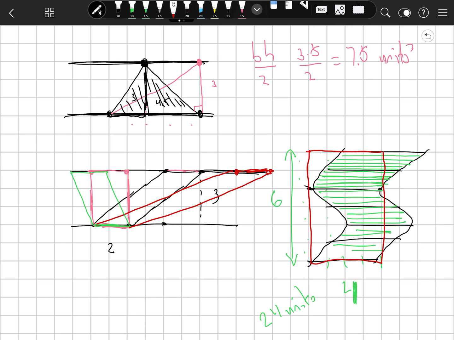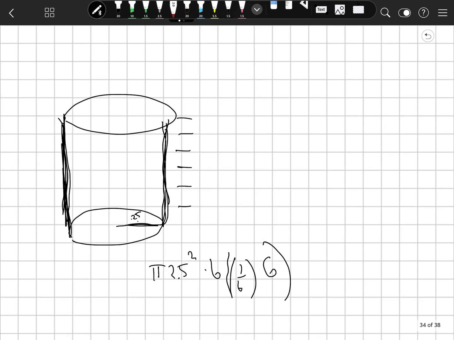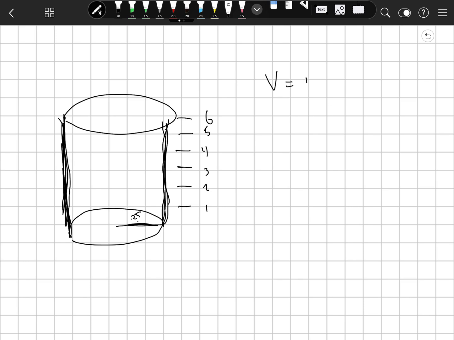Okay, let's look at some volume. In this particular diagram, we have a cylinder, and we have 2.5 for the radius, and the height is 1, 2, 3, 4, 5, 6 units high. So you might remember the formula for a cylinder. The volume of a cylinder is pi r squared. That's the base right there, and then we just multiply it by the height. And we have how many cubic units are in that cylinder.